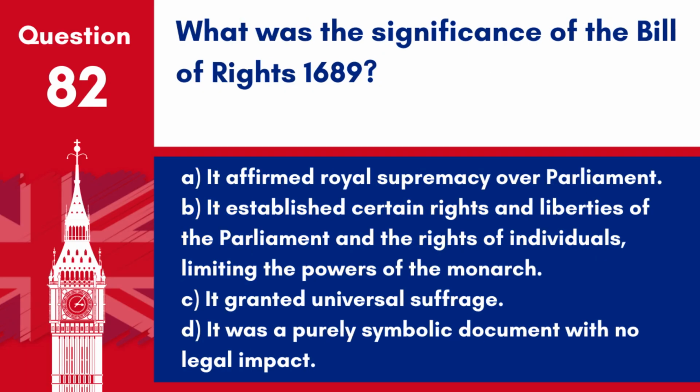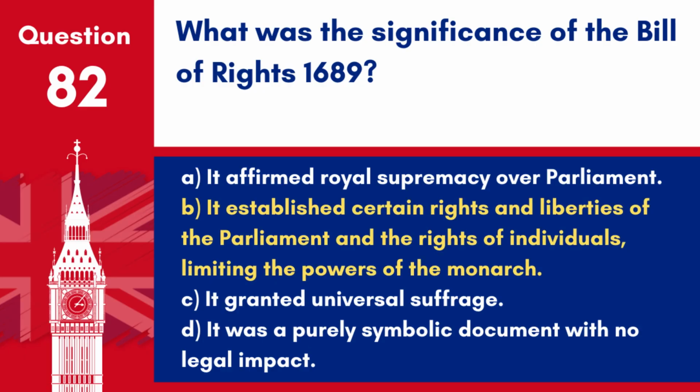Question 82. What was the significance of the Bill of Rights 1689? A. It affirmed royal supremacy over Parliament. B. It established certain rights and liberties of the Parliament and the rights of individuals, limiting the powers of the monarch. C. It granted universal suffrage. D. It was a purely symbolic document with no legal impact.